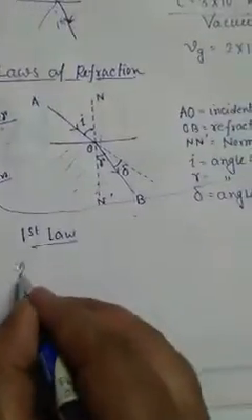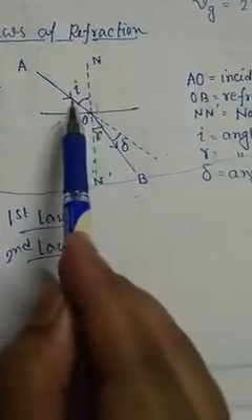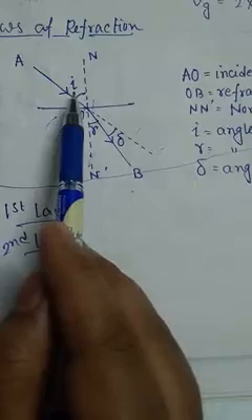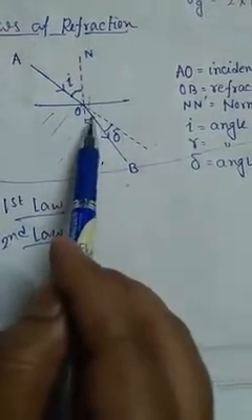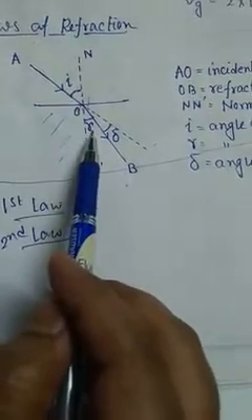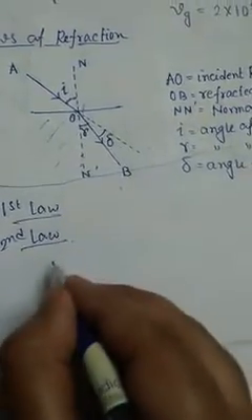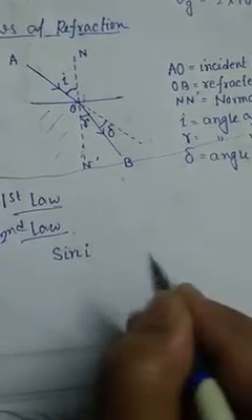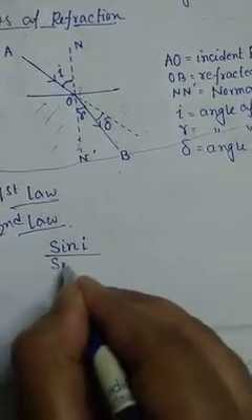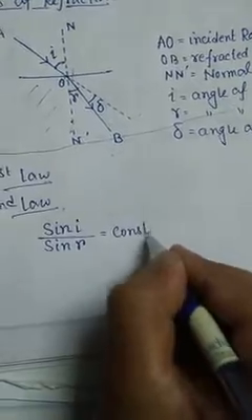And what is the second law? So second law is most important. Second law is the ratio of sine of angle of incident to the sine of angle of refraction is a constant. What I'm saying, the ratio of sine of angle of incident to the sine of angle of refraction is a constant. So this is a constant.